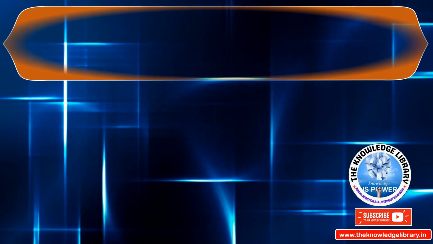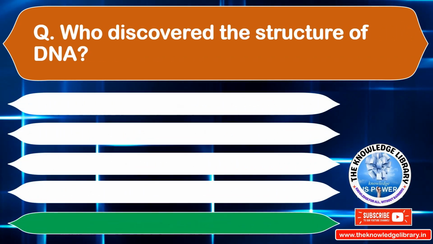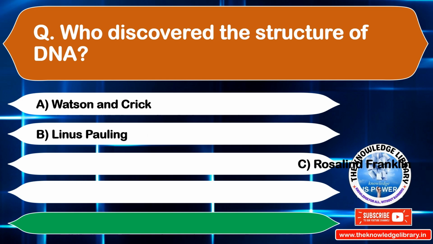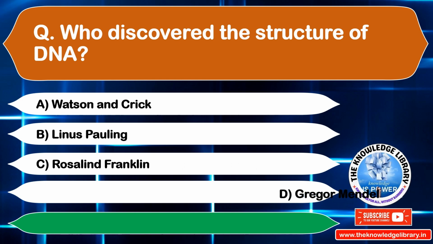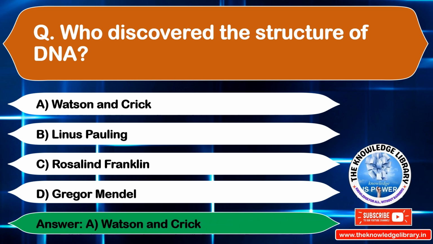Moving to the next question. Who discovered the structure of DNA? Option A, Watson and Crick. Option B, Linus Pauling. Option C, Rosalind Franklin. Option D, Gregor Mendel. The correct answer is option A, Watson and Crick.